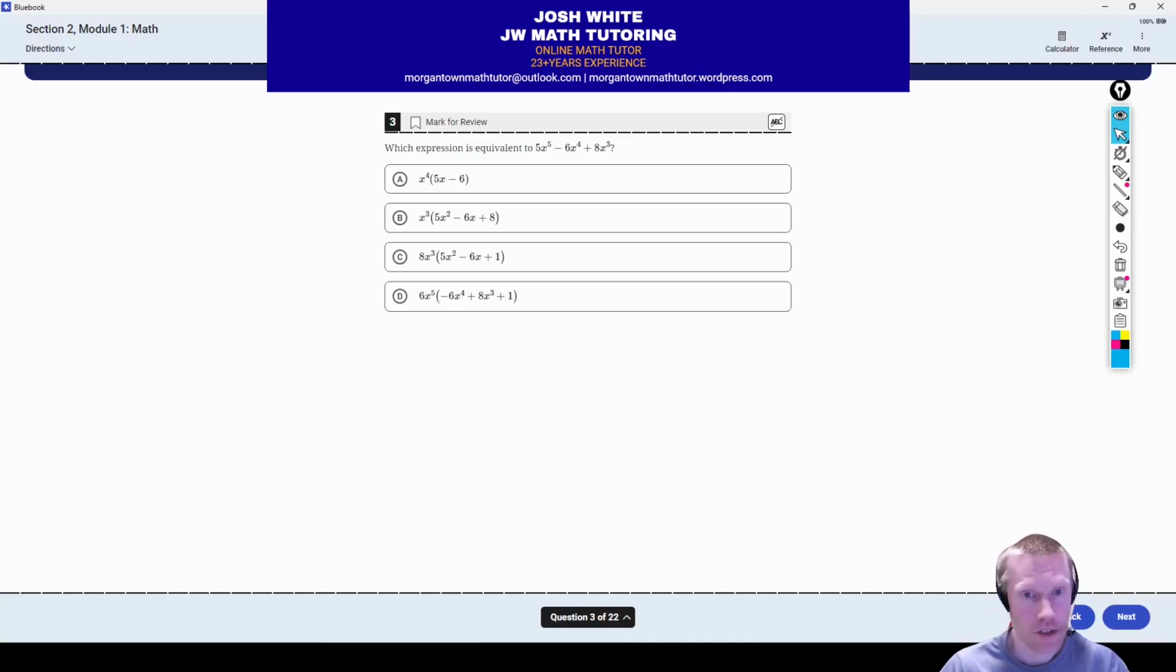All right, next we want to match up some equivalent expressions. So for this one, you are going to basically just factor out a common factor, which is going to be x to the third. So if you go ahead and factor out each term, you're just going to be left with 5x squared minus 6x plus 8. So if we go through the answer choices, okay, it looks like it has to be answer choice B.